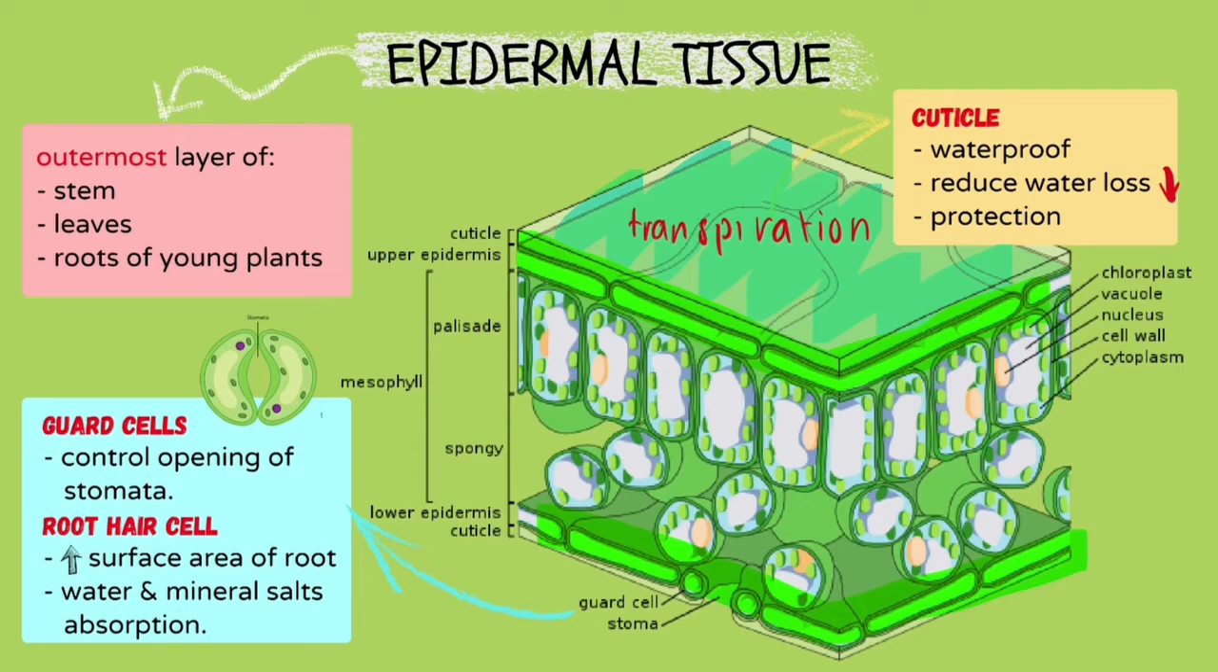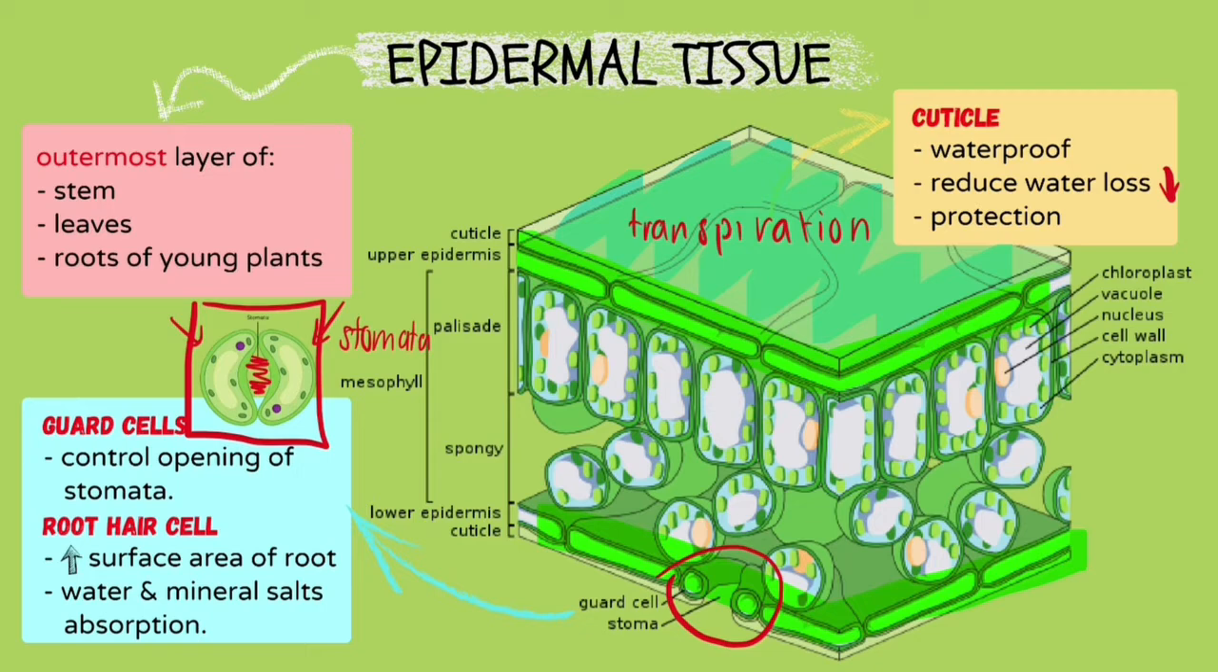These epidermal tissues also consist of modified epidermal cells. For example, here we have the guard cell. As you can see here, the structure of the guard cell consists of two guard cells and an opening in the middle which is called the stomata. The function of guard cells is to control the opening and closing of stomata. This can also help to reduce excessive water loss from the plant.